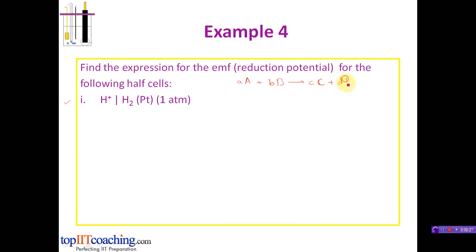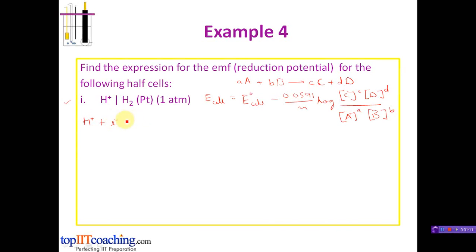that for a given cell reaction represented as aA + bB gives cC plus small d into capital D, we had written that the EMF will be E naught cell, that is the standard potential, minus 0.0591 divided by n log capital C raised to small c, capital D raised to small d, upon capital A raised to small a, capital B raised to small b.